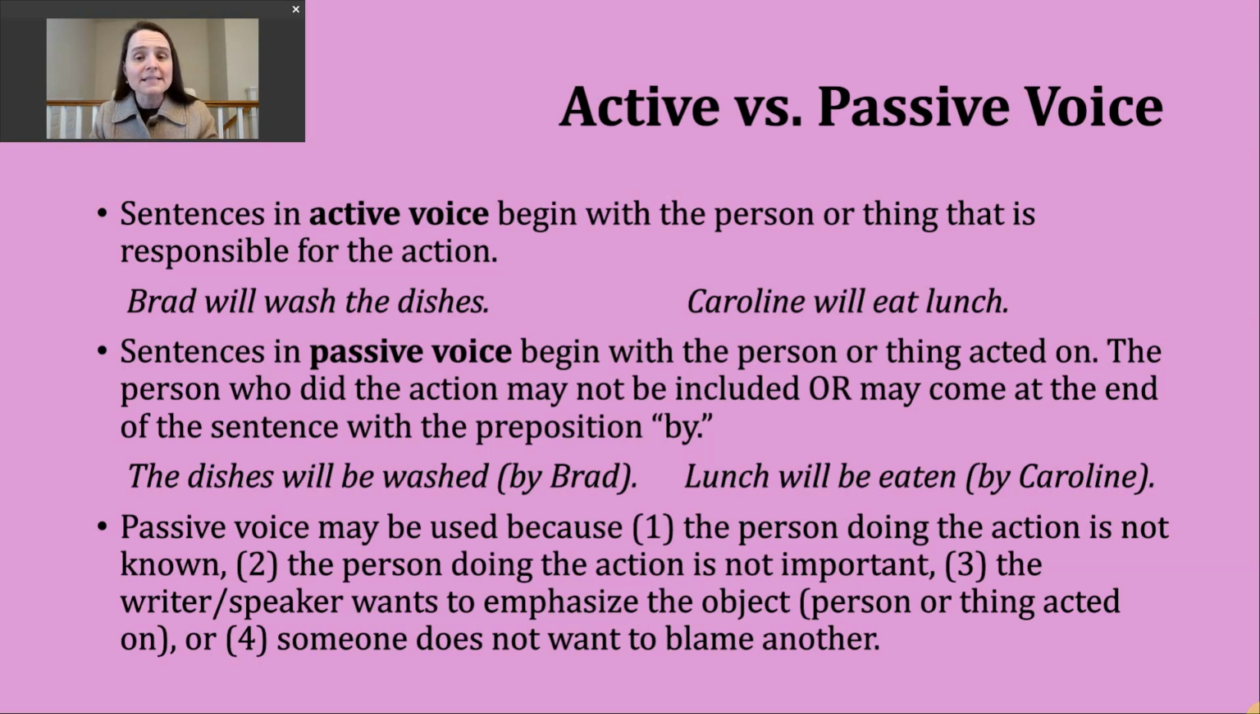And I can do the same to my second example. Lunch will be eaten. Okay? And I could always tack on by and the name of a person or group who is responsible for that action of eating.